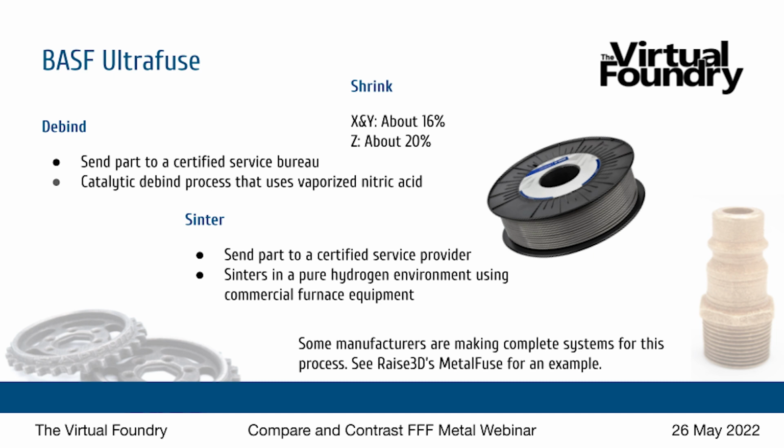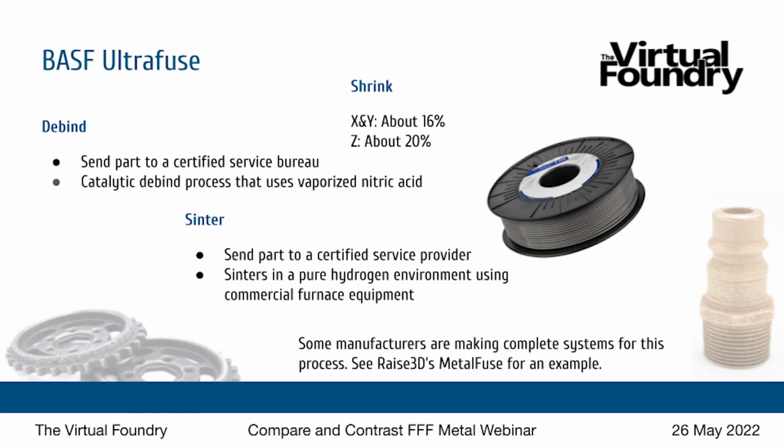The Ultrafuse is using a catalytic debind process that uses vaporized nitric acid. So it's important that you're sending that away to the service providers that know how to do it. It's also sintering in a pure hydrogen environment using commercial furnace equipment. Now, there are some manufacturers working on complete systems for this process, and you can look at Raise 3D's Metal Fuse for an example. So they're working on taking this process and putting it into a closed system like the systems that we just saw, but made specially for this Ultrafuse filament so that you can work the process yourself.